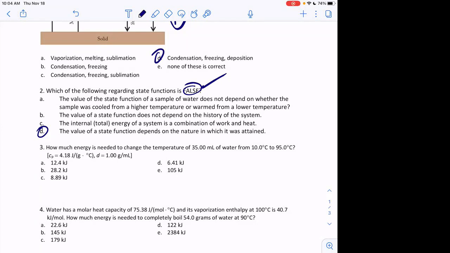The internal total energy of the system is a combination of work and heat. Yes, that's what's introduced in the beginning of the chapter. We don't deal with work at all after that, but that is the total energy of the system.